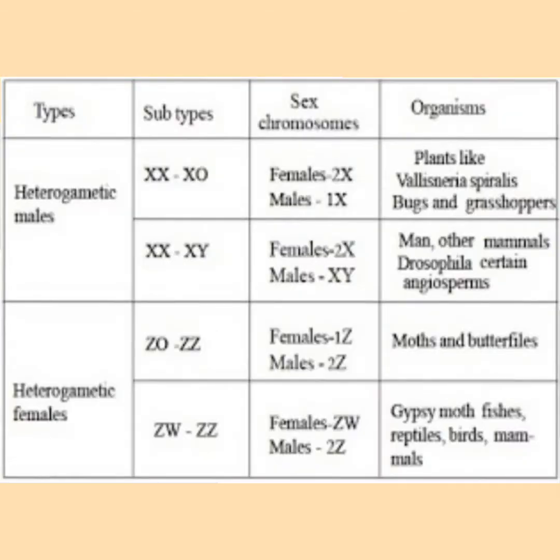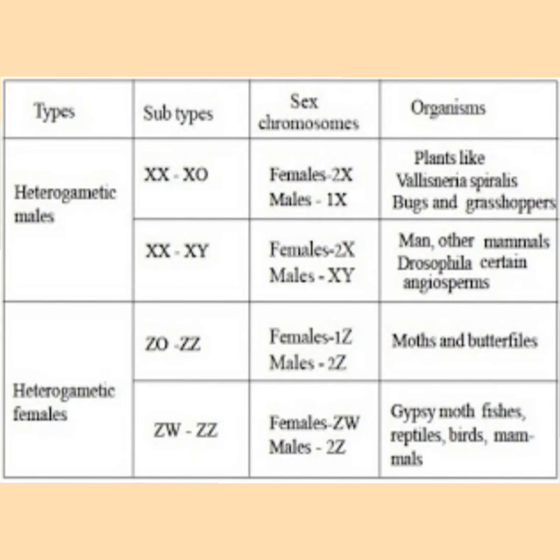Here you can see the differences between the heterogametic males and the heterogametic females. The heterogametic males will have subtypes XX-XO. The sex chromosomes, the females will have two X chromosomes and the males will have one X chromosome. This type of XX-XO sex determination is seen in plants like Vallisneria spiralis, bugs and grasshoppers. The subtype XX-XY system, the females will have two X chromosomes and the males will have XY chromosomes. This type of system is seen in man and other mammals, Drosophila and certain angiosperms.